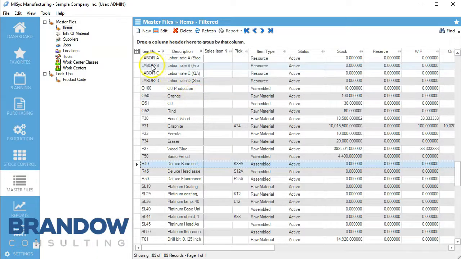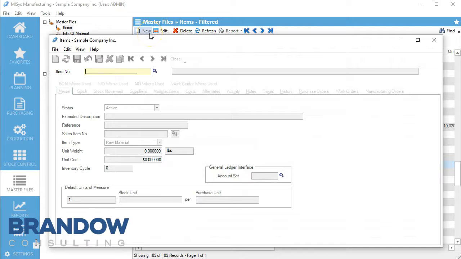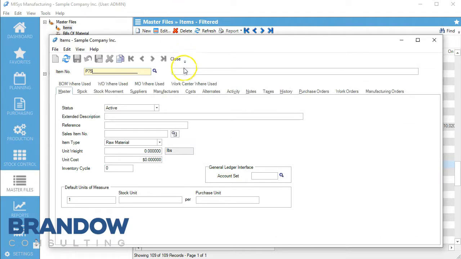Today we're going to be talking about bins. Alright, so where we're going to start is we're going to create our outside process by coming here to New. And we're going to make the item P75. Stamping.